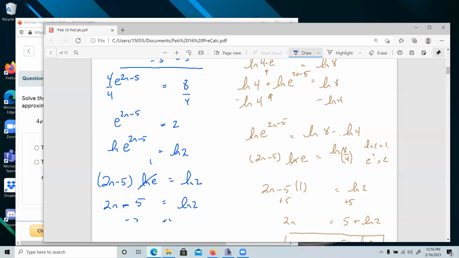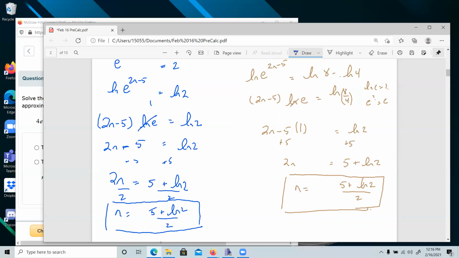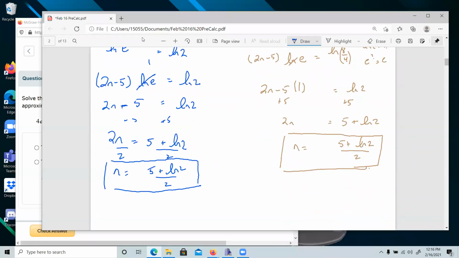Add 5 to both sides. So we'll end up with 2n is equal to 5 plus ln 2. Divide both sides by 2. We have n is equal to 5 plus ln 2 all over 2. Since they showed me in the last problem I was allowed to do this, I'm going to keep doing it. Do we want approximate? We need approximate.